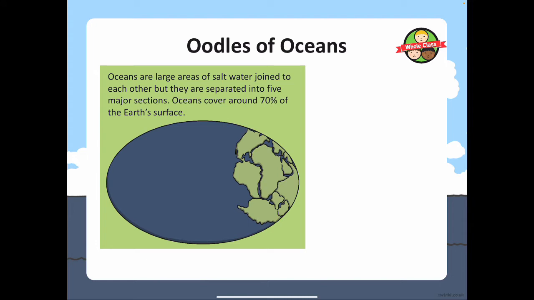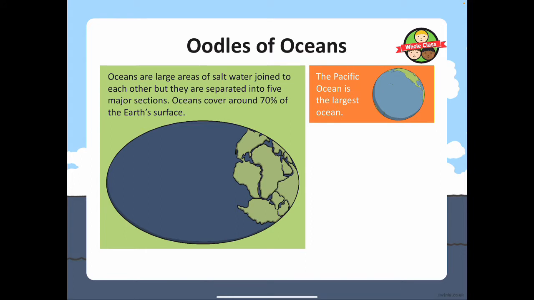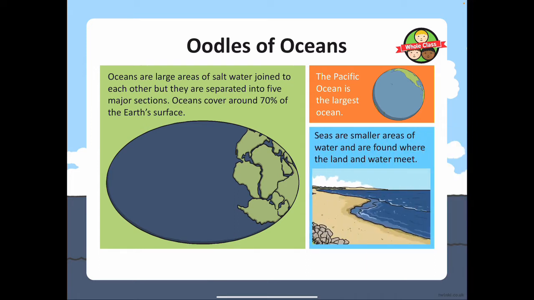Oceans are large areas of salt water joined to each other, but they are separated into 5 major sections. Oceans cover around 70% of the Earth's surface. The Pacific Ocean is the largest ocean. Seas are smaller areas of water and are found where the land and water meet.